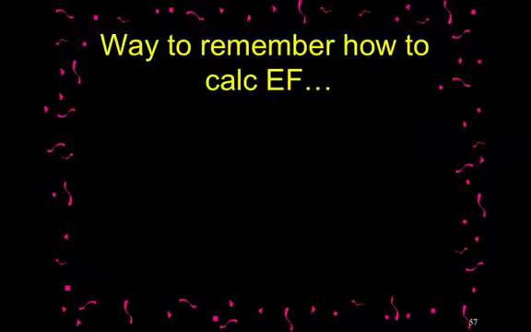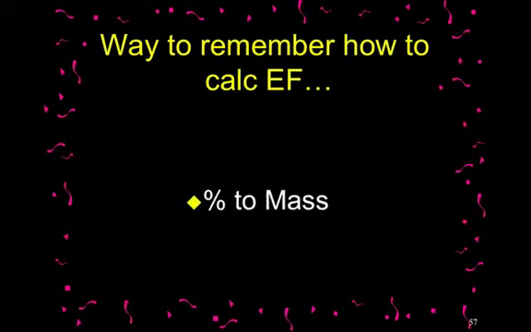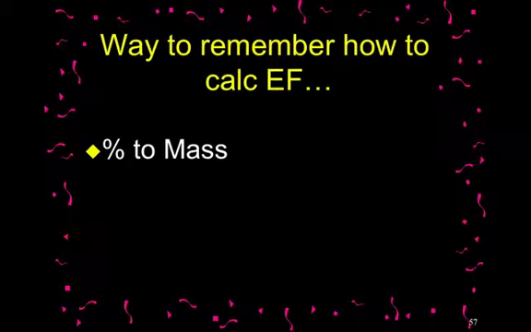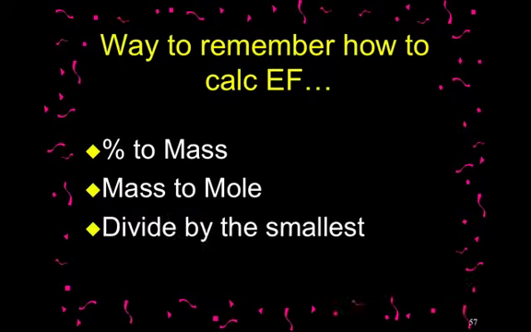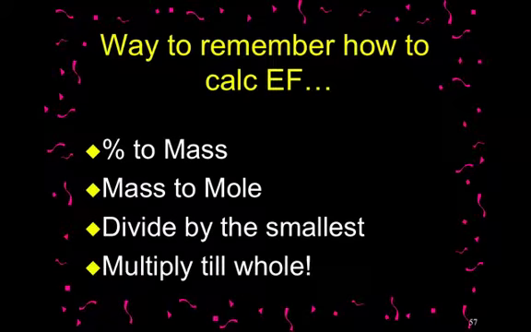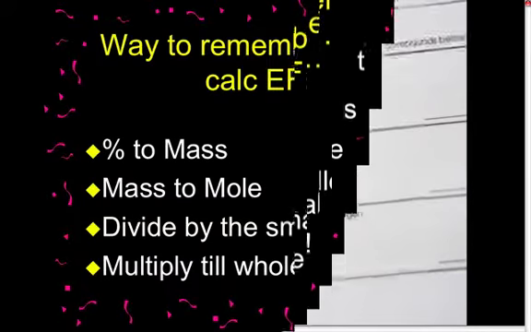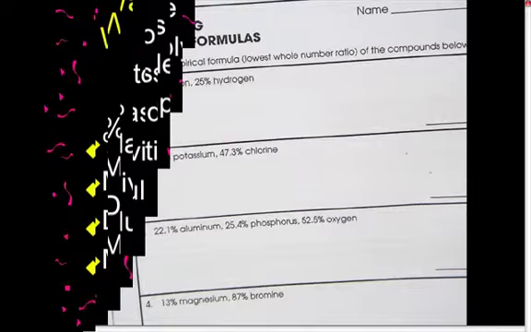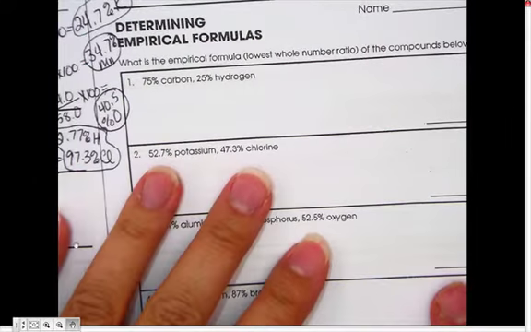Okay, I'm not going to go over the entire empirical formula lesson from the very beginning, but just to remind you of our little jingle: percent to mass, mass to moles, divide by the smallest, multiply till whole. Those are the steps you want to use to help you solve a problem when you're looking for an empirical formula. Remember, the empirical formula is the lowest whole number ratio of elements in a compound. Let's look at some problems on your worksheet.